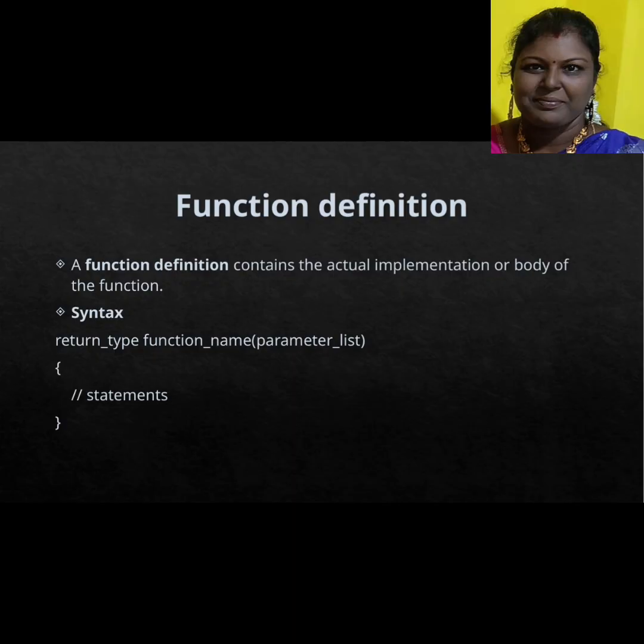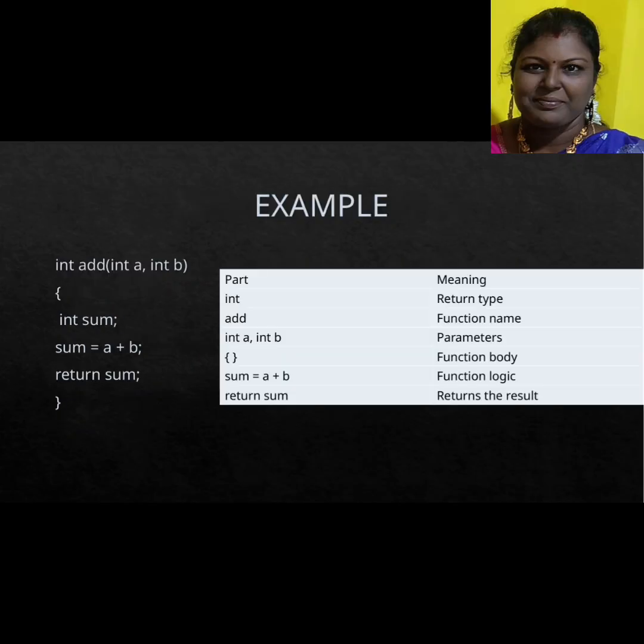Let's break down this simple function step by step. First, we see the return type int, which tells us the function will give back an integer value. Next is the function's name, add. Inside the parentheses, we have the parameters, 2 integers, and the curly braces mark the function body, where the actual work happens. Here, sum is assigned the value of a plus b. Finally, the function returns sum, sending the result back to wherever it was called. This is the basic structure of a function in action.